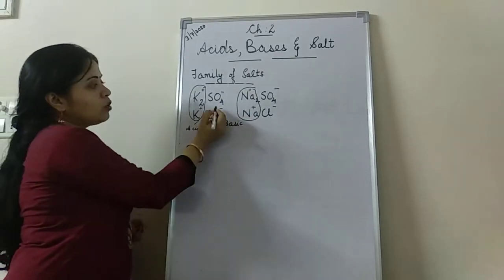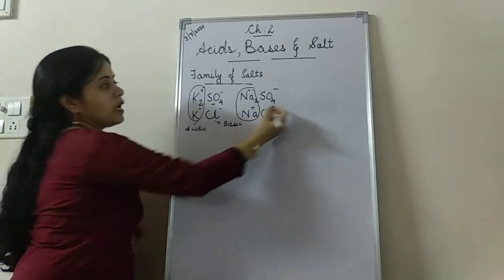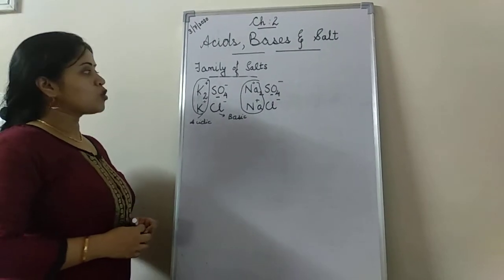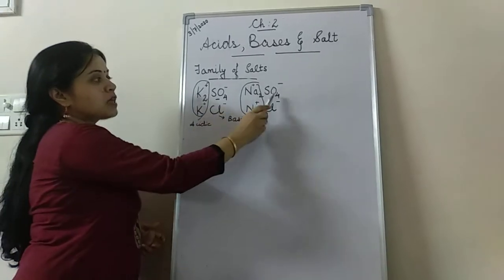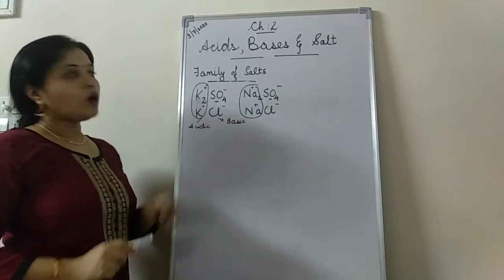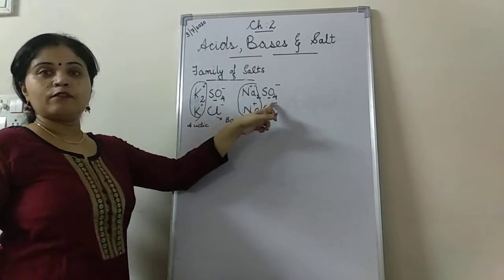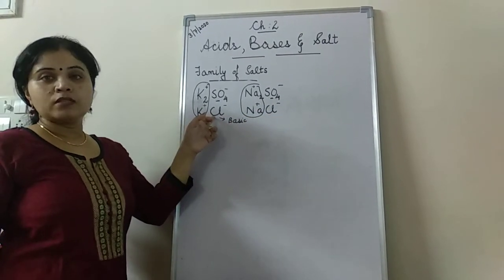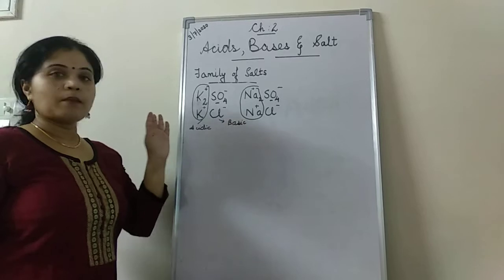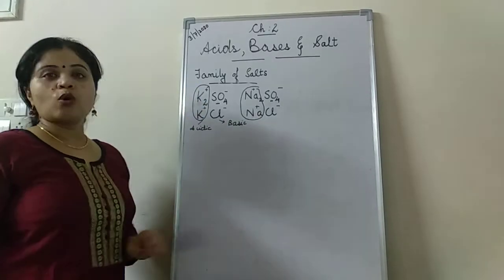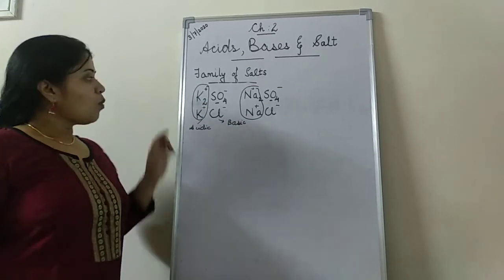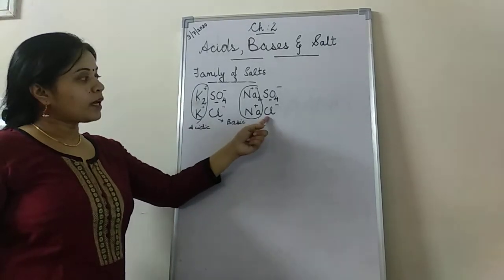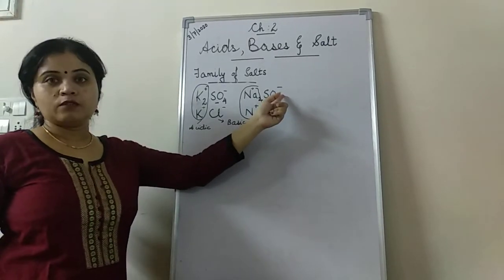Now if I look at the anion part, that is the negative part of the salt, I find that in both of these, sulfate is present. So I have the salts of the sulfate family. Here I have the salts of the chloride family. So from these four examples, I can categorize the salts into four families: the potassium family, the sodium family, the chloride family and the sulfate family.